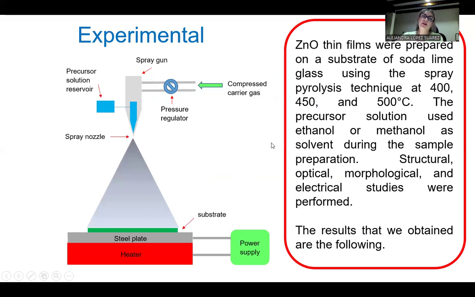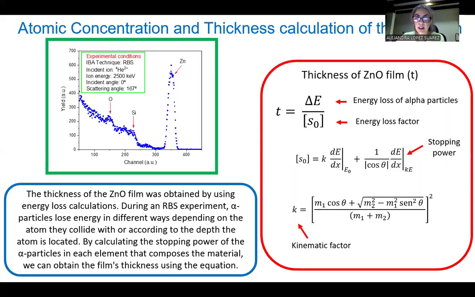Let's start with the experimental. The zinc oxide thin films were prepared on a substrate of soda lime glass using the spray pyrolysis technique at three different temperatures: 400, 450, and 500 degrees Celsius. The precursor solution used ethanol or methanol as solvent during the sample preparation. Then we studied the structural, optical, morphological, and electrical properties. The following are the results that we obtained.